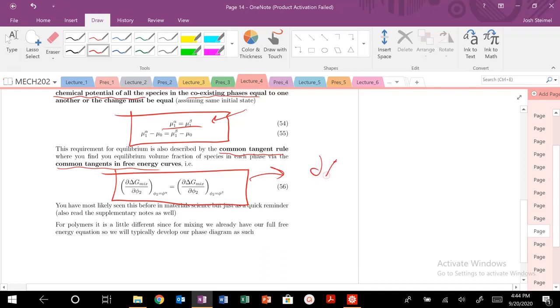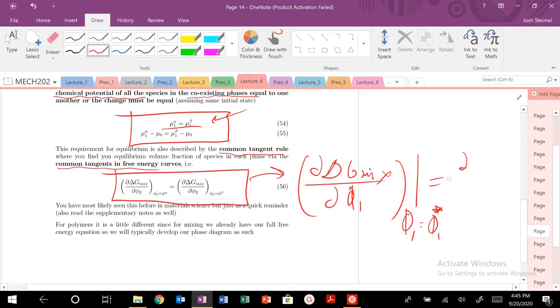So the delta G of mix of phi 1, for example, at some phi 1 that's equal to some special phi 1 prime, some special place on your phase diagram, is equal to delta G mix of d phi 2 or d phi 1 at another special place in your phase diagram. We're going to see this in just a second. So that is what we're working with.